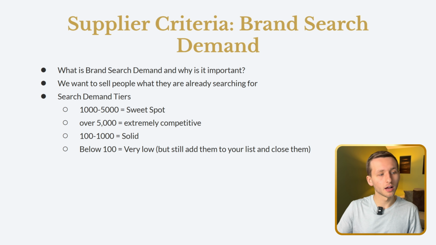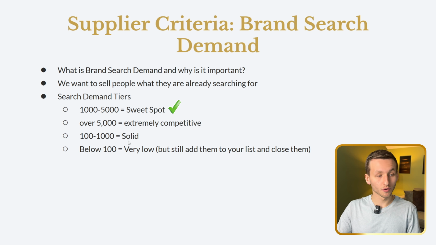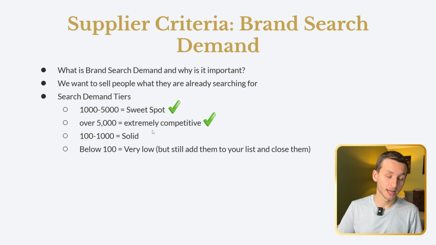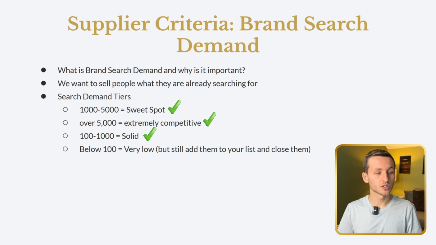Obviously, a supplier that has 10,000 searches per month versus a supplier that has 1,000 searches per month, which one would you rather? Here's a couple of tiers that we look at. 1,000 to 5,000 is a sweet spot. Over 5,000 is extremely competitive. 100 to 1,000 is solid, and below 100 is very low, but still add them to your list and close them.